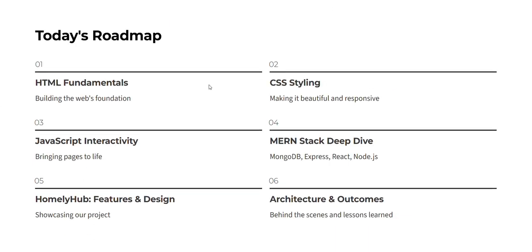So this roadmap shows the structure of our presentation. I'll start by explaining the foundation of every website, which is HTML. Then I'll move to CSS, which handles design and responsiveness. Next, I'll discuss JavaScript, which adds interactivity and dynamic functionality to the web pages. Once the fundamentals are covered, I'll move to the MERN stack, which is the main technology behind our project. And after understanding the technologies, I'll walk you through the Homely Hub features, design decisions, and the architecture behind all these designs. So at last, I'll conclude with outcomes and what we have learned from the entire experience.